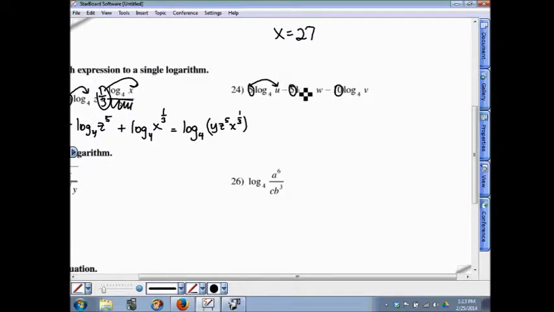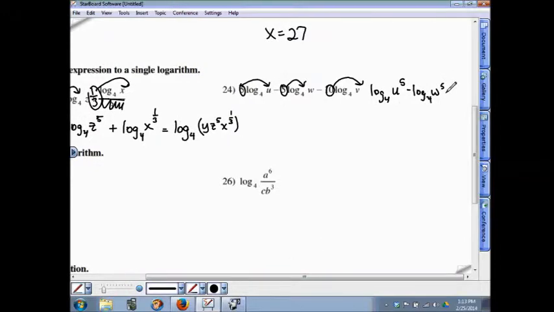All of these numbers in front of the logarithm have to go back up as exponents. So this is going to be the log base 4 of u to the 5th minus log base 4 of w to the 5th minus log base 4 of v to the 10th.